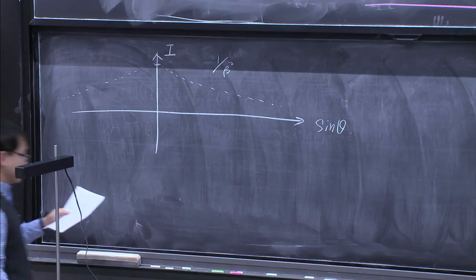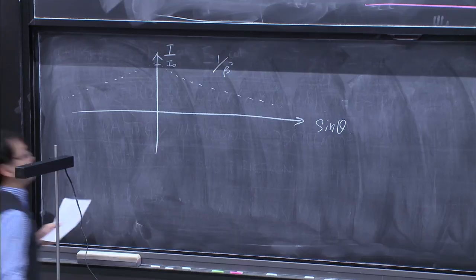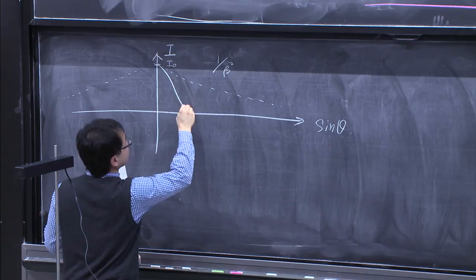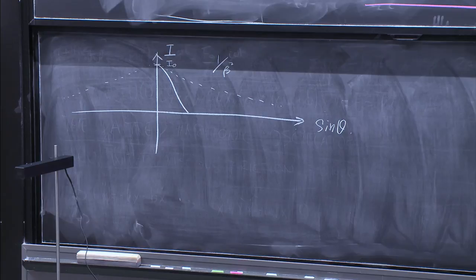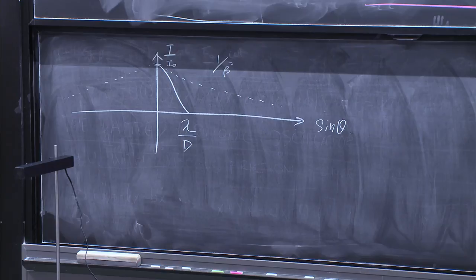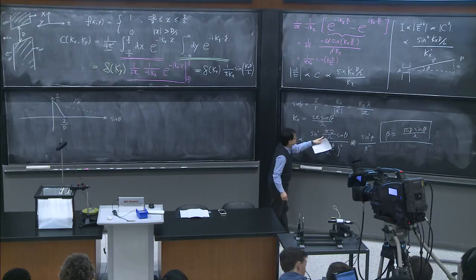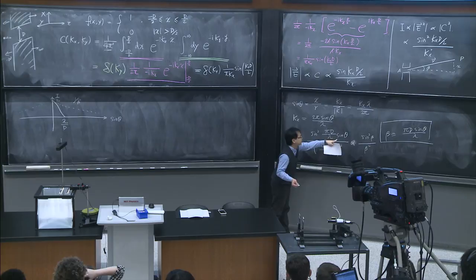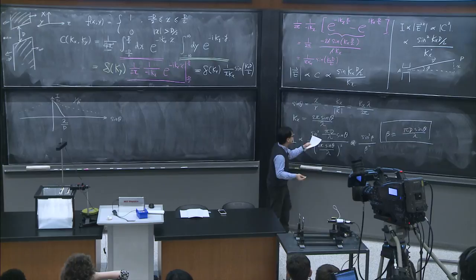At sine theta very small, you actually reach a maxima value of I0. When you move away from theta equal to 0, you will hit a minima when sine theta is equal to lambda over d, right? Because if sine theta is equal to lambda over d, then this expression becomes what value? Pi, right? Sine pi is 0.